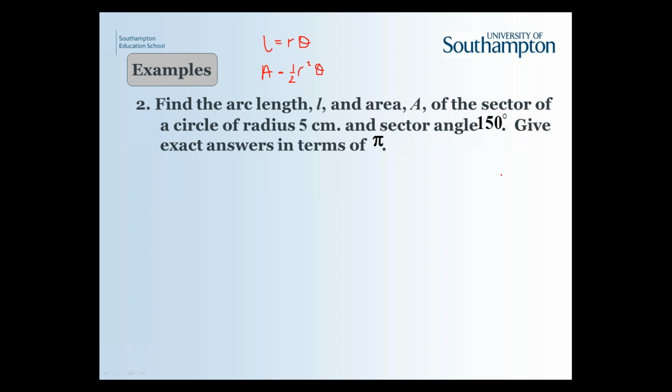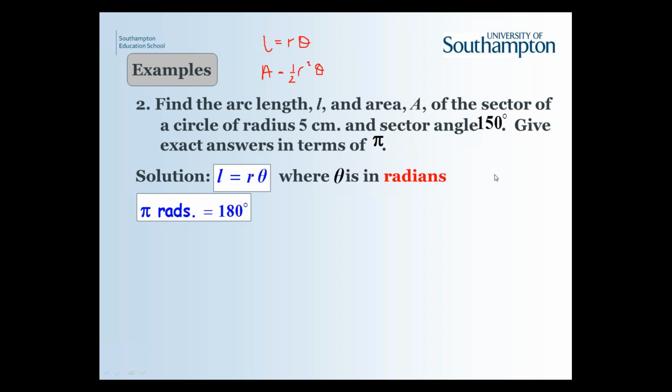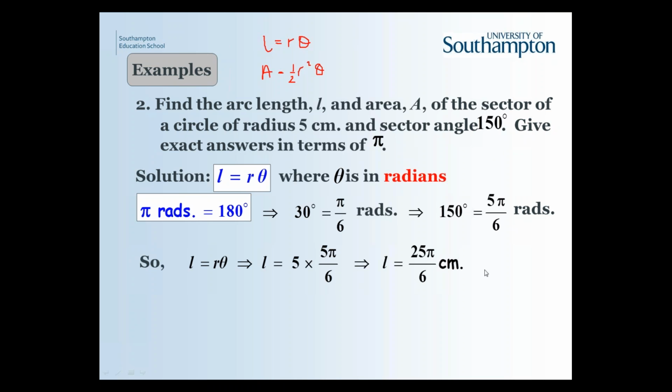Okay, so Robert, what did you get for the arc length? The arc length I've got 25 pi over 6. Yeah. So we had to convert the 150 to 5 pi over 6, and then we'd multiply by the 5, so you have 25 pi over 6. And then, working out the area, I got 125 pi over 12.